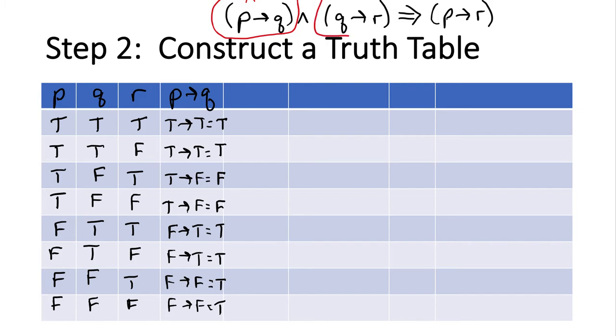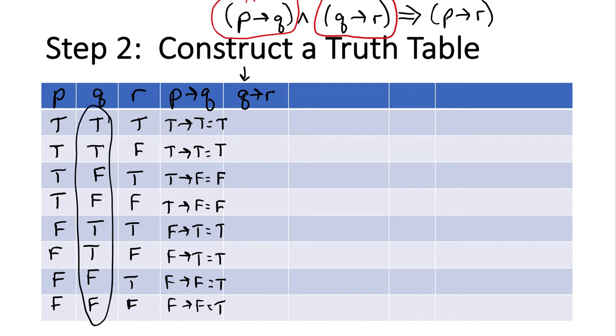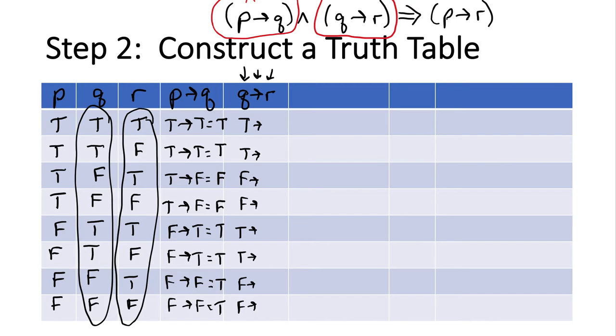The next thing we'll work on is the Q arrow R. So again, we have a Q column, we have an R column, but we don't have a Q arrow R column. All right, so let's start by copying. Let's do the Q's. So I'm going to get those from here. So I'll copy those underneath. T, T, F, F, T, T, F, F. We'll put our arrow symbol in between. And then we're going to copy the R column. So the R column will get copied from here. T F, T F, T F, all the way down.